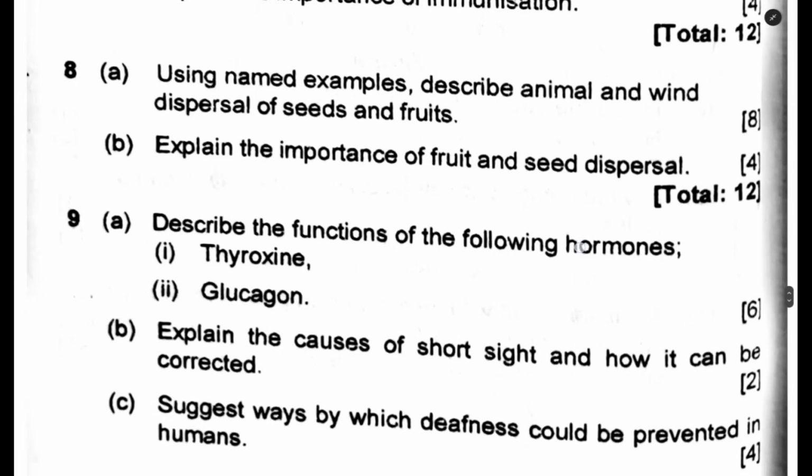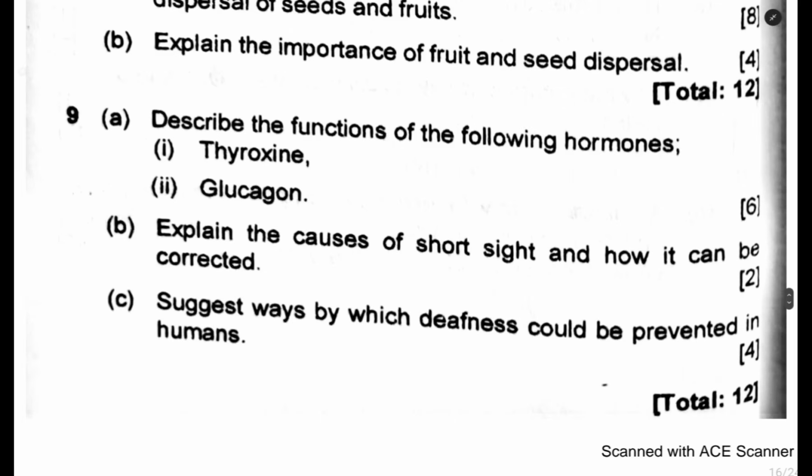Using named example, describe animal and wind dispersal of seeds. Then explain the importance of fruits and seed dispersal. So this one, we've looked at it already. So please, this on pollination and all that, you need to know this part.